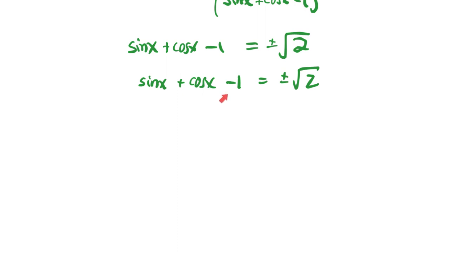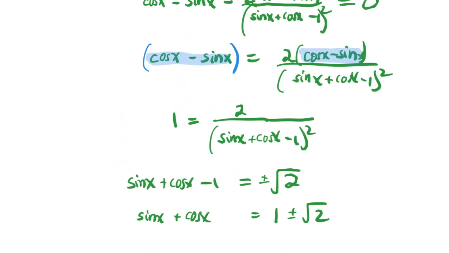And then why don't we go ahead and add 1 to both sides. And so we know that critical values occur when the first derivative is 0. And the first derivative is equal to 0 when sine of x plus cosine of x is 1 plus or minus root 2.